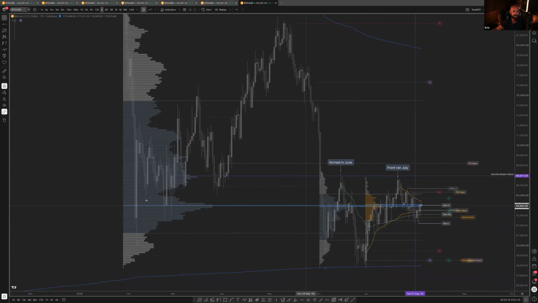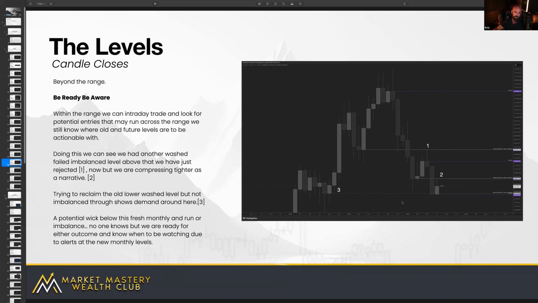And I mean, we can kind of see why it's 50-50, because it's very condensed and very choppy. Because traders like myself are scratching the head, being like, which way is it going to be? Which way is it going to be? So potential wick below this fresh monthly and run or imbalance. No one knows, but we're ready for either outcome. Okay. So again, we had a lot of demand down through here.